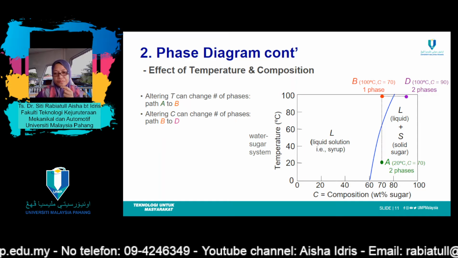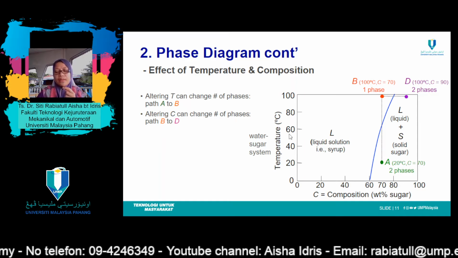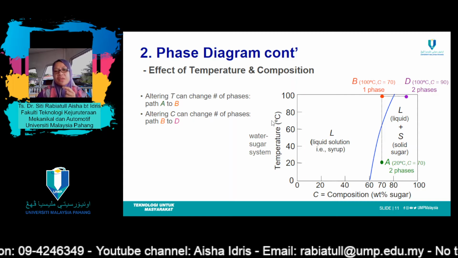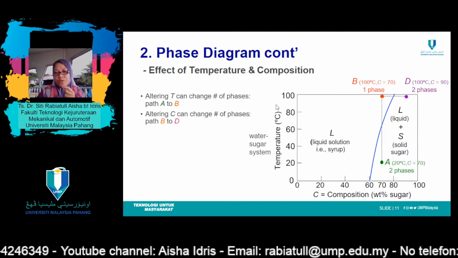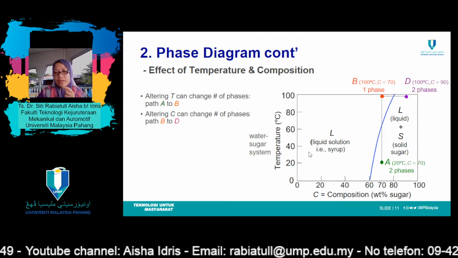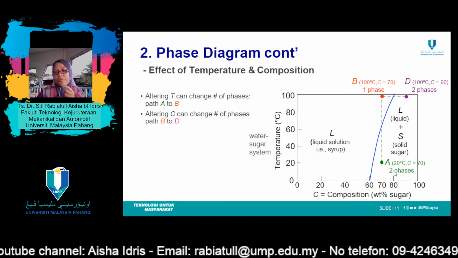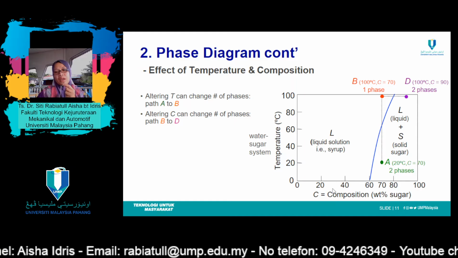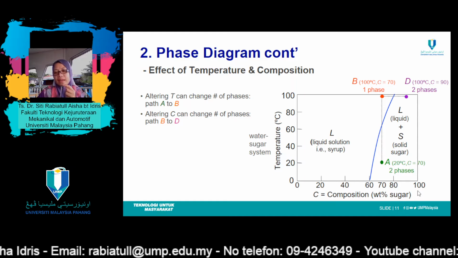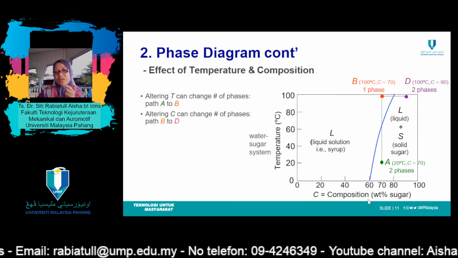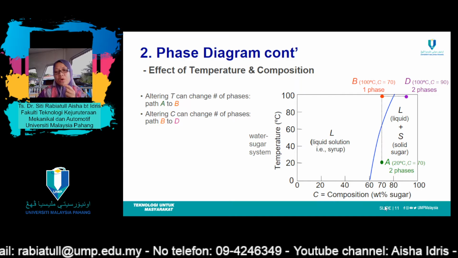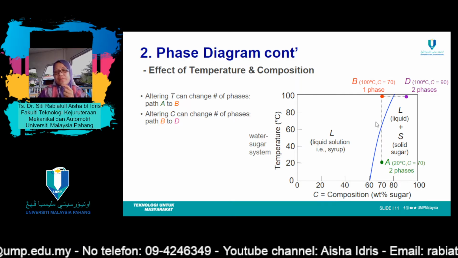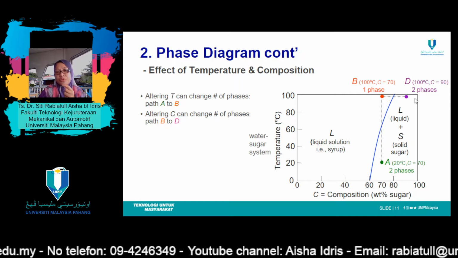So we can say that from this phase diagram, if we change the temperature on the y-axis, the phases will move from path A to path B. And the same goes for the x-axis over here. If we change the composition of sugar percentage, we are actually changing the phase from B to D over there.